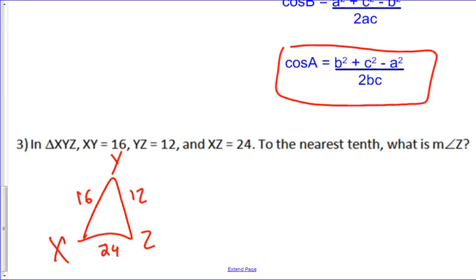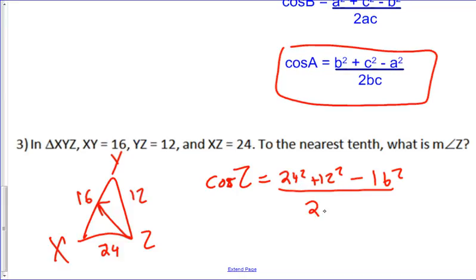So what we're going to do is we're going to say the cosine of that angle is equal to b squared plus c squared. So the opposite two. So this is the one that's opposite. So we're going to use 24 squared and 12 squared minus that 16 squared. All divided by 2 times 24 times 12. So we should get an integer there, and when we do, let's do that here. I'm going to do that on my calculator.